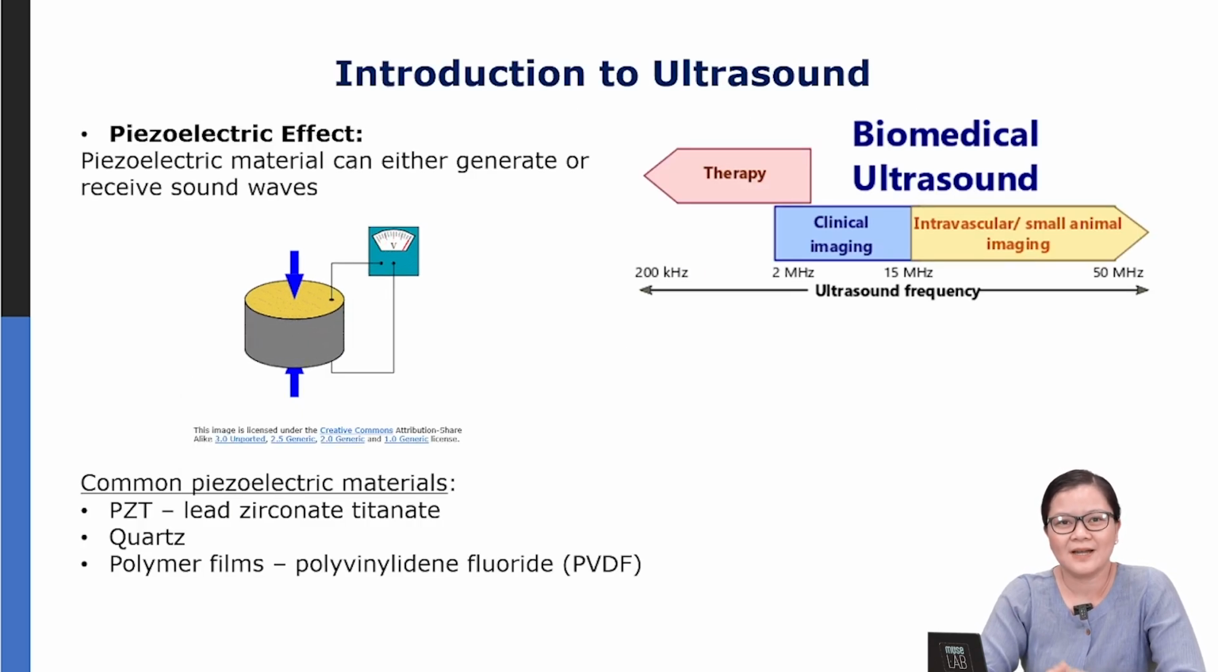So, giving a brief overview of ultrasound, we had learned the piezoelectric effect, where piezoelectric elements or materials can send or receive sound waves. We've also looked into different frequencies of biomedical ultrasound. In the imaging range, we look at 1 to 20 megahertz or 2 to 15 megahertz. And here I show some common piezoelectric materials. Those used commercially today are PZT, which stands for lead zirconium titanate, quartz, and also polymer films such as PVDF are being used for transducers.